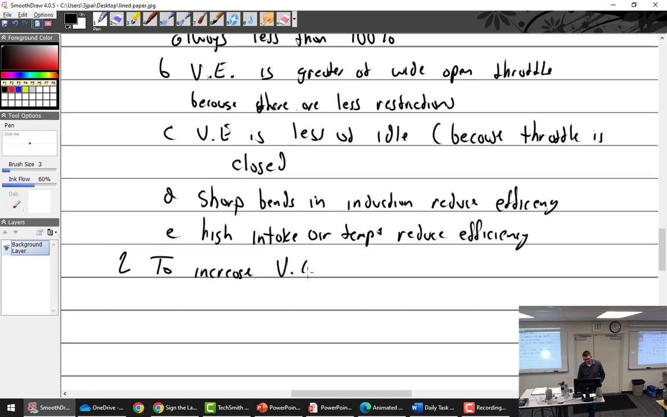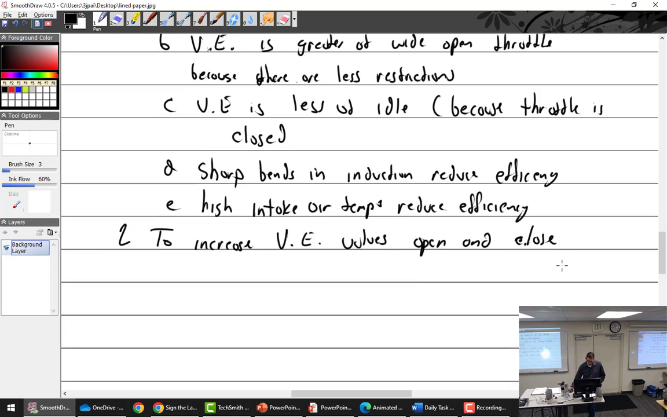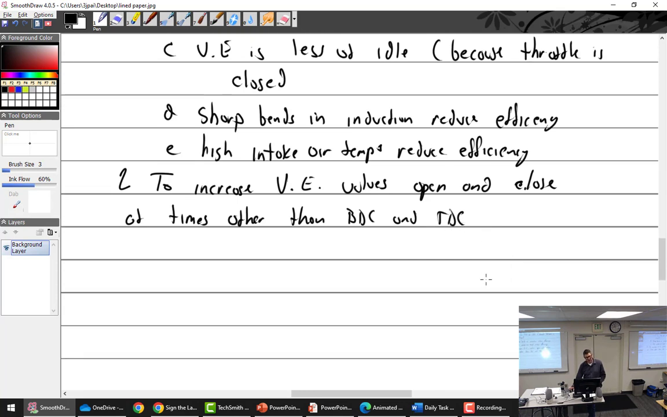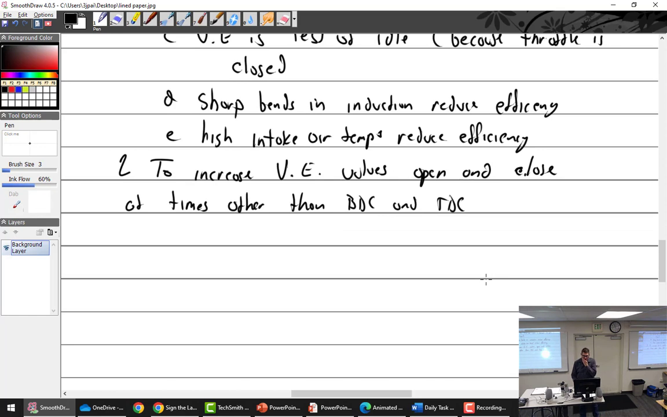All right, to increase volumetric efficiency, valves open and close at times other than BDC and TDC. Mostly. Not everything works that way, but for the most part.